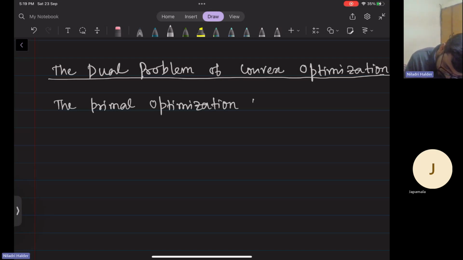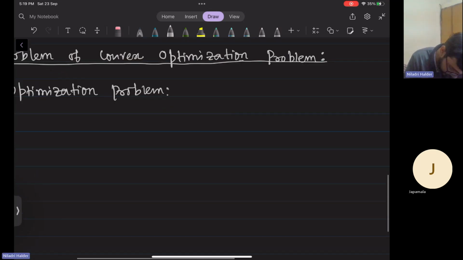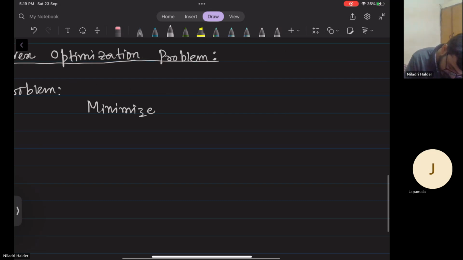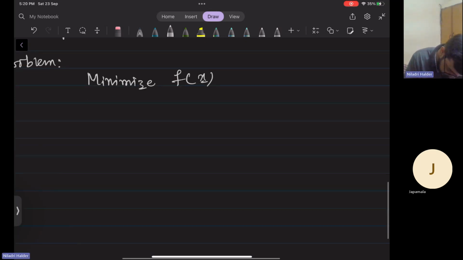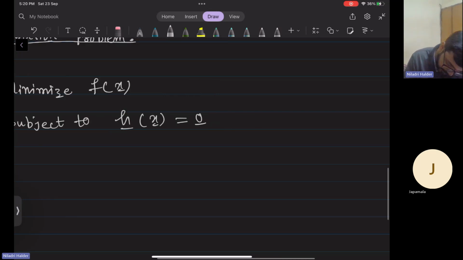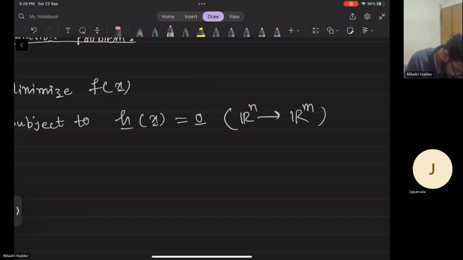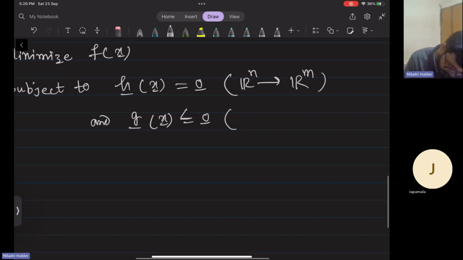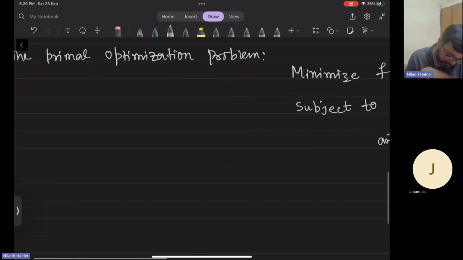The primal optimization problem is to minimize f of x. So this is the objective function, subject to h of x equal to 0, where this h is a function from R^n to R^m. Okay, and g of x is less than or equal to 0. This is the inequality constraint. This goes from R^n to R^p. So this is the primal optimization problem.